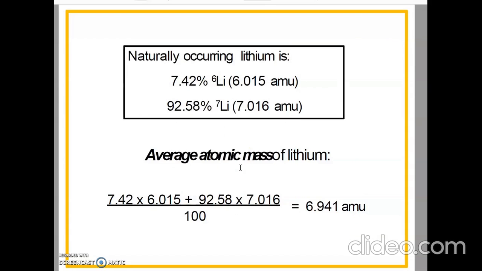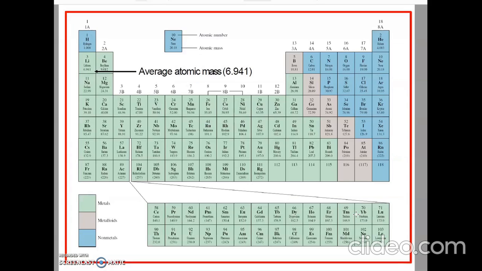So naturally occurring lithium is 7.42% lithium 6 and 92% lithium 7. So untuk cari average atomic mass of lithium, percent darab dengan weight, 6.015, dan kita tambahkan dengan percent and weight of lithium 7, divide by 100. So kita akan dapat average atomic mass for lithium is equal to 6.941 AMU. So the atomic mass for each element is represented in the periodic table.